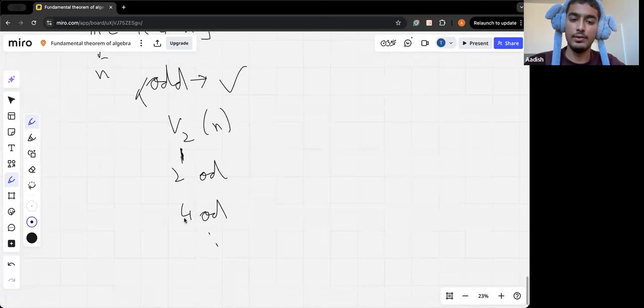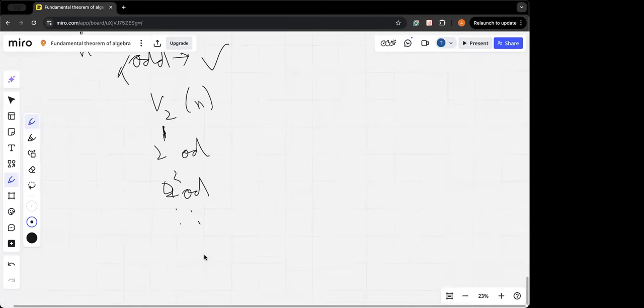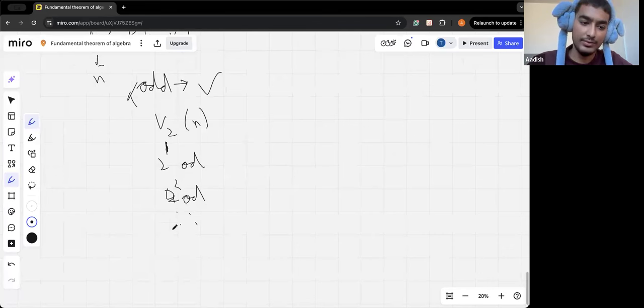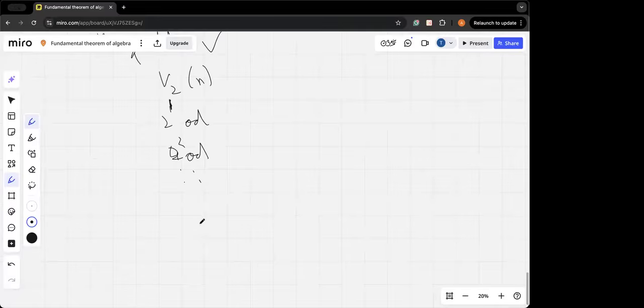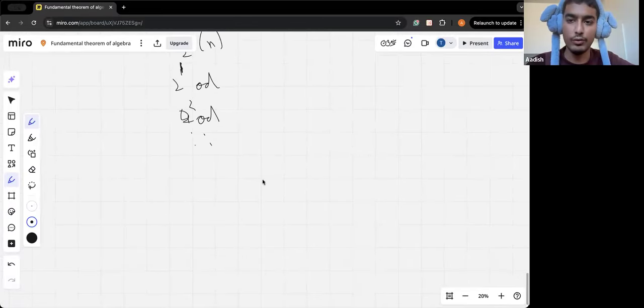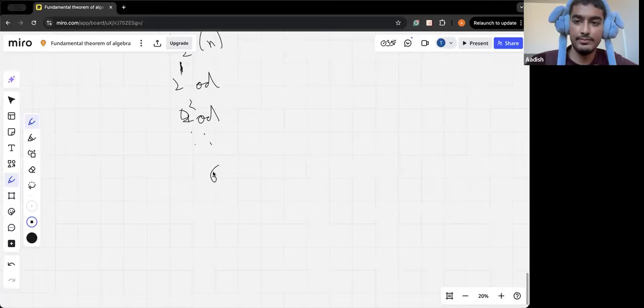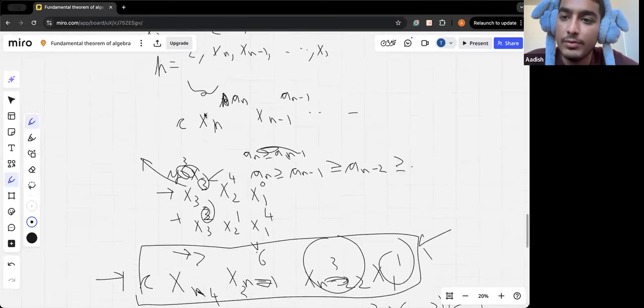Are we inducting up or inducting down? We are inducting up on the power of 2. Okay, so for odd, we have proved. So we'll try to prove it for 2 times odd. So let's start with 6. Is the odd proof just lemma 2? Yeah, the odd proof is lemma 2.